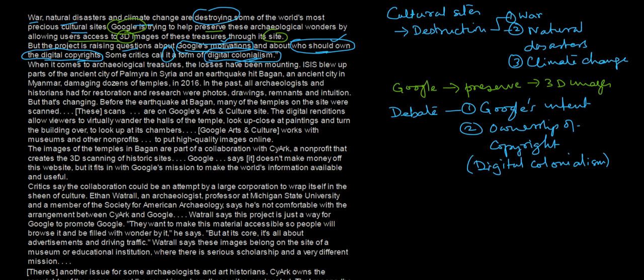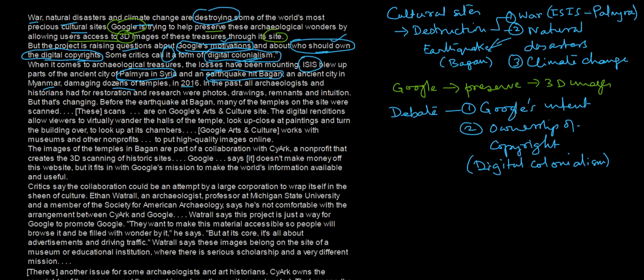When it comes to archaeological treasures, the losses have been mounting. ISIS blew up parts of the ancient city of Palmyra in Syria. Now, this is an example of war destroying an archaeological site. And an earthquake hit Bagan, the ancient city in Myanmar. Natural disaster. So this is an example of natural disaster, damaging dozens of temples in 2016.